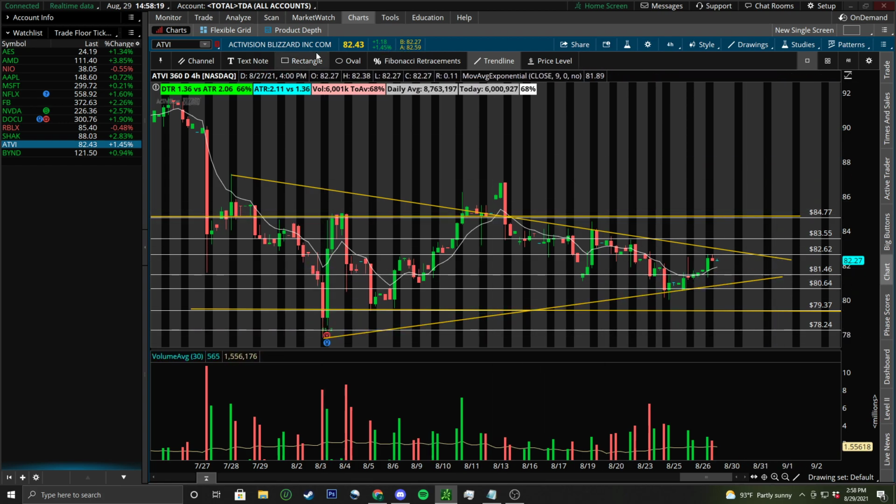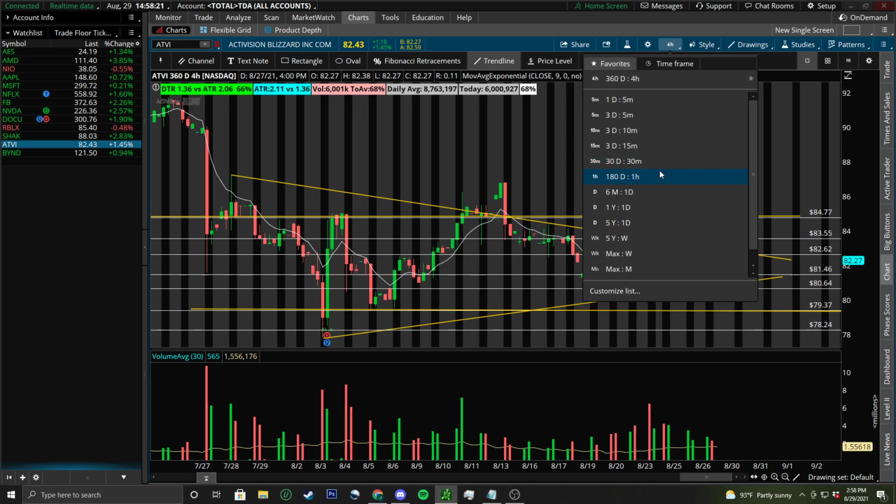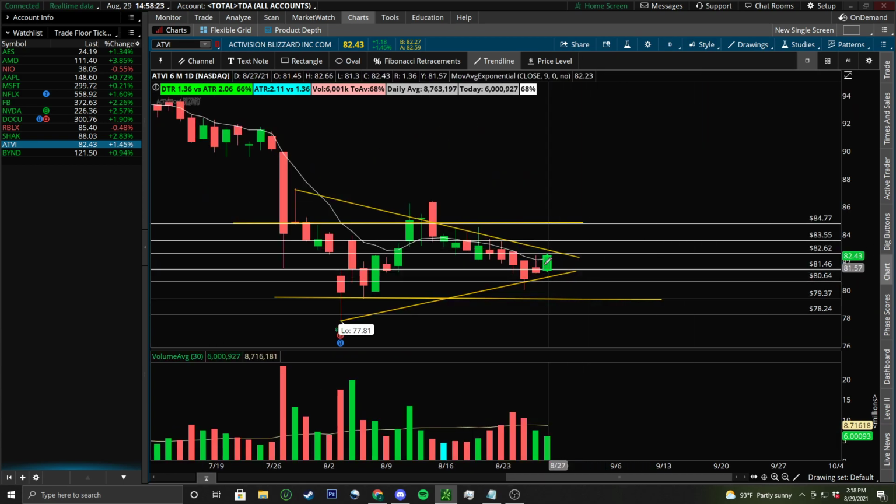So you could see ATVI is squeezing very hard while also converting. So what is a squeeze? A lot of people ask me that. A squeeze is just where, when price converges its highs and lows into a corner. So that's kind of what you're looking at here.